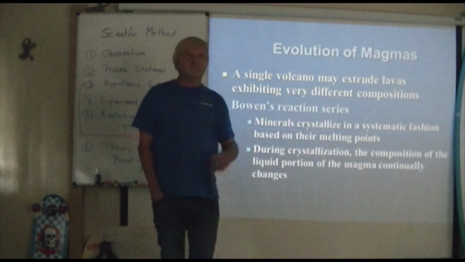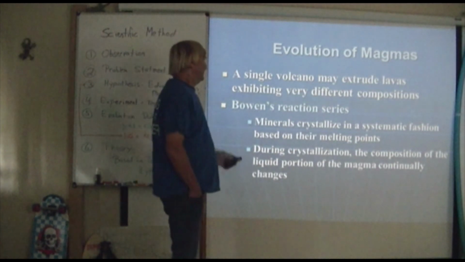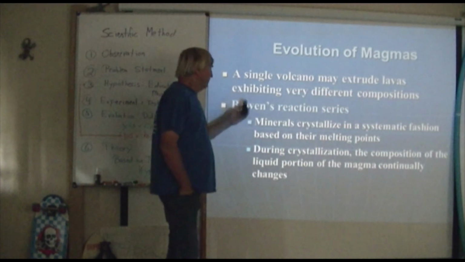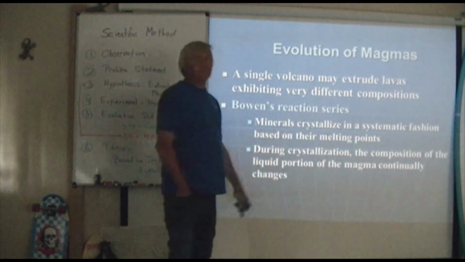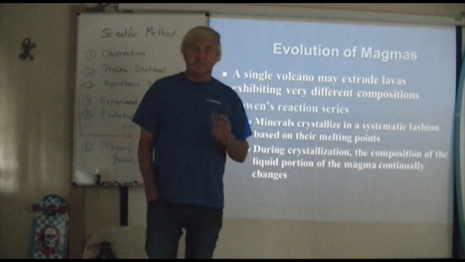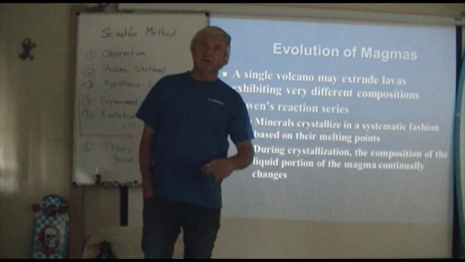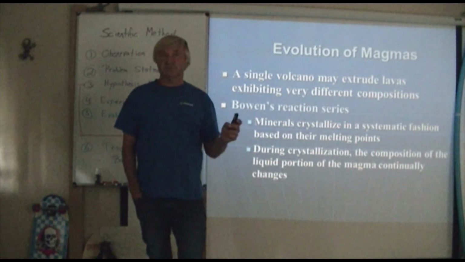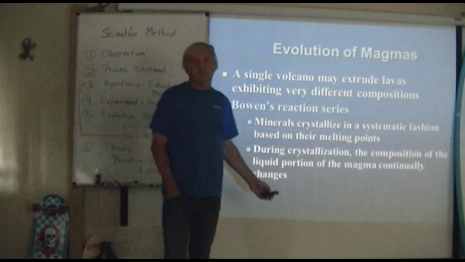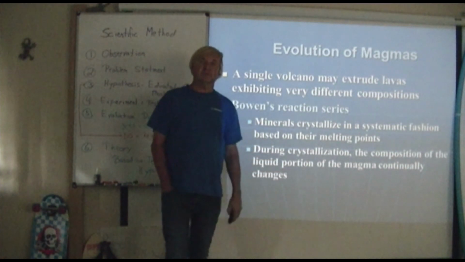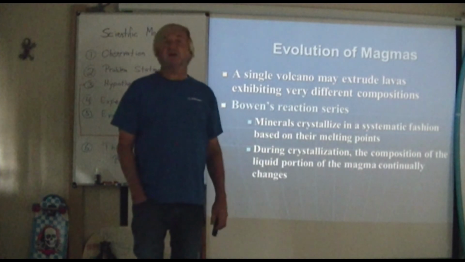And so these magmas can evolve. And so what happens in the crystallization of magma, the minerals crystallize in a systematic fashion based on their melting points. So in other words, some minerals melt at lower temperatures, some minerals melt at higher temperatures. It depends on what's in them. If it's rich in quartz, it's going to melt at a much lower temperature. If it's rich in iron, it's going to melt at a much higher temperature.